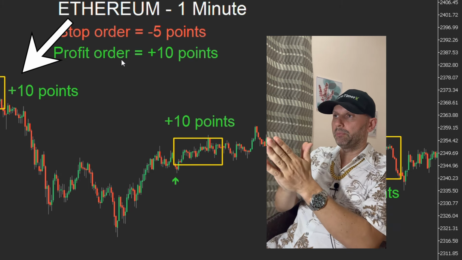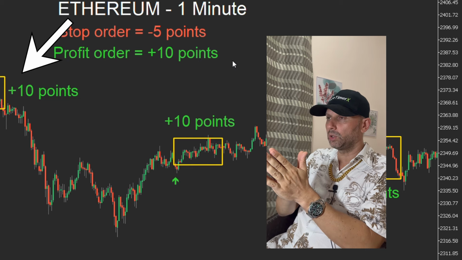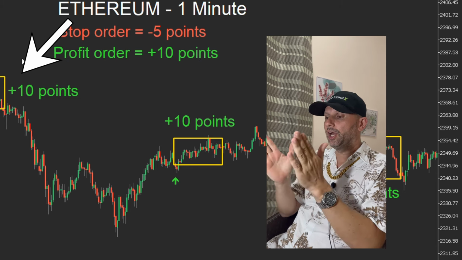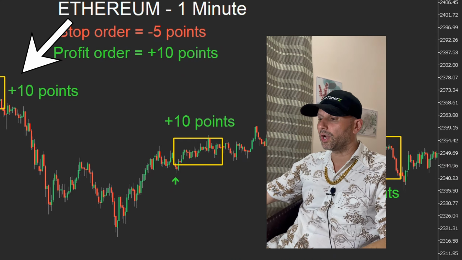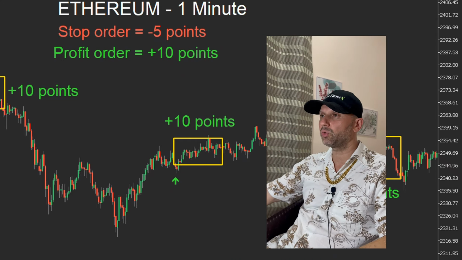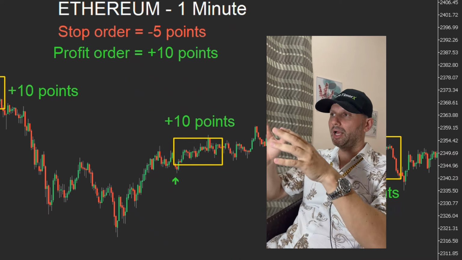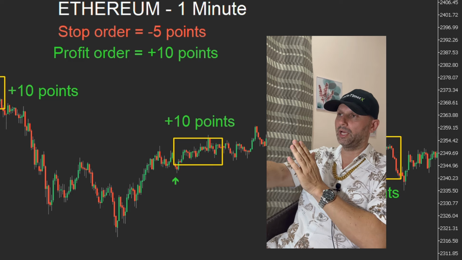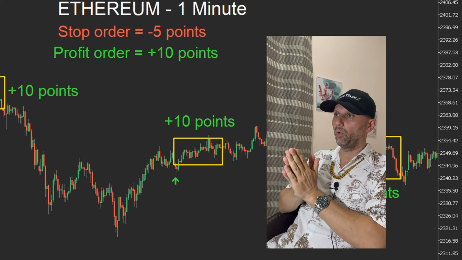I put a little orange gold box around the trade area. As you could see, the entry was beautiful. The entry was around the 2378, 2380 level, and it hits the 10 points. I mean, this thing goes way below that. I mean, this thing goes for like 40, 50 points.